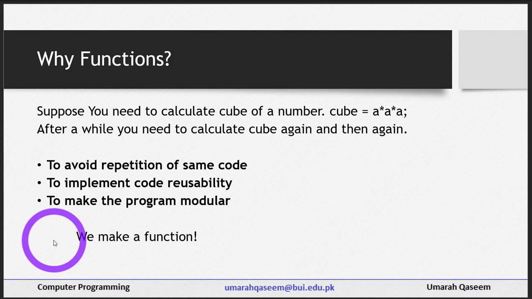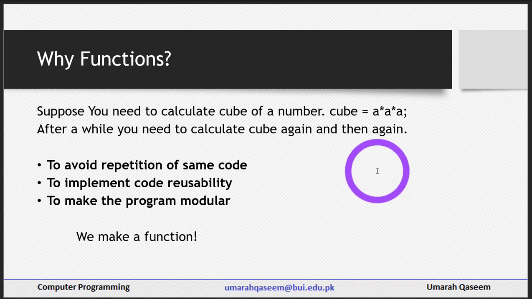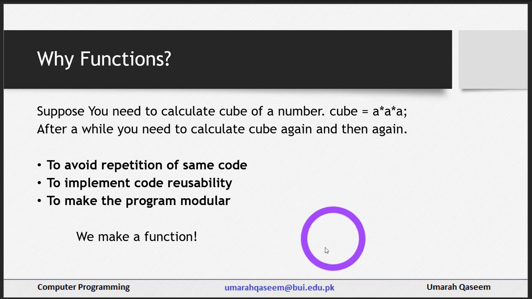So suppose you have to calculate the cube of a number. You have to write this code for some logic in your program. After a while, you need to calculate this cube again, and then again after a while. So maybe you have to calculate the cube in your program about 5 times. Instead of writing this code again and again, we can write this code at some point in your program and then use it.